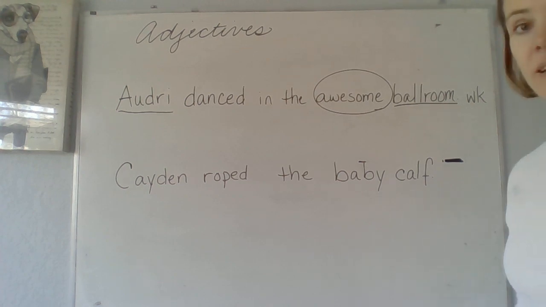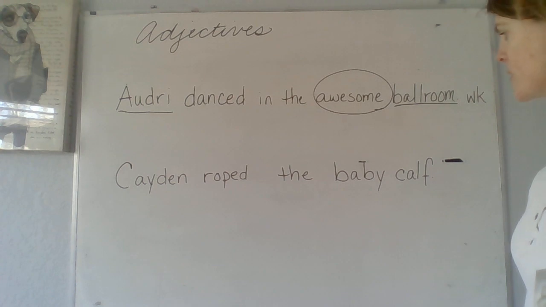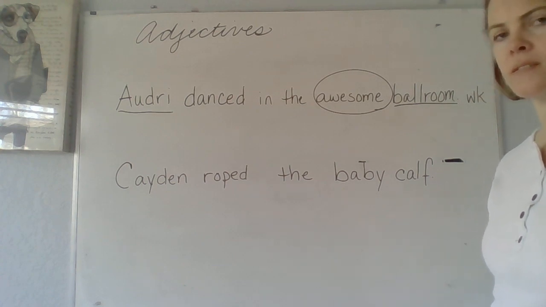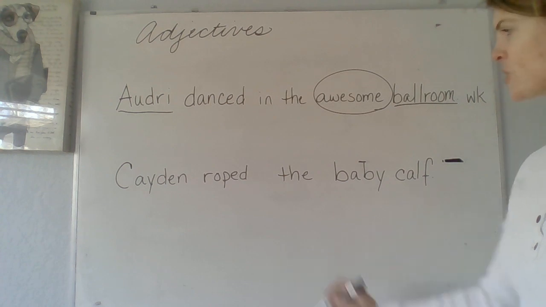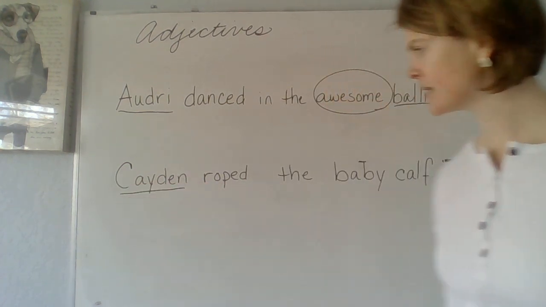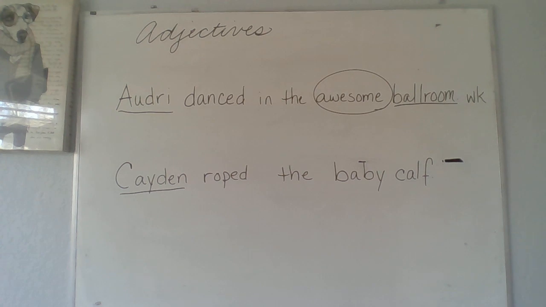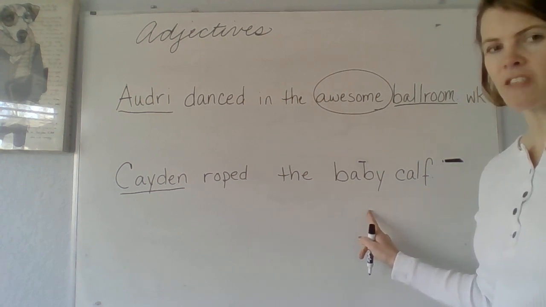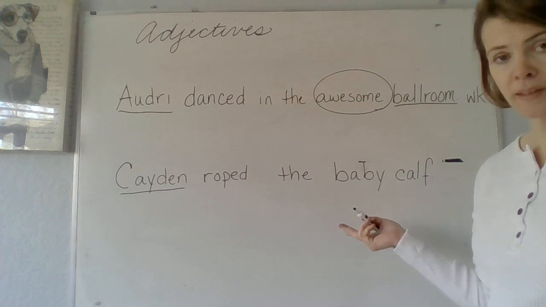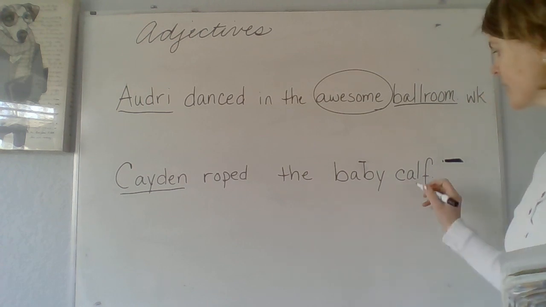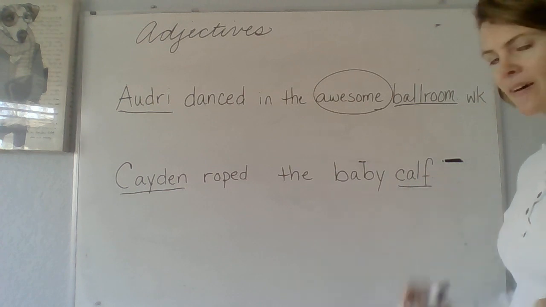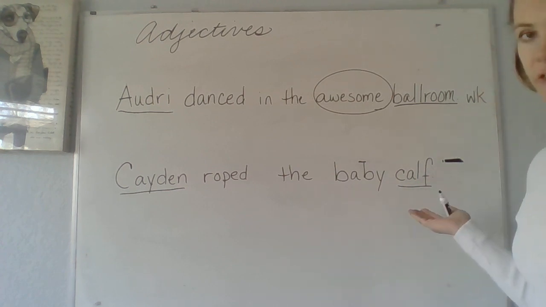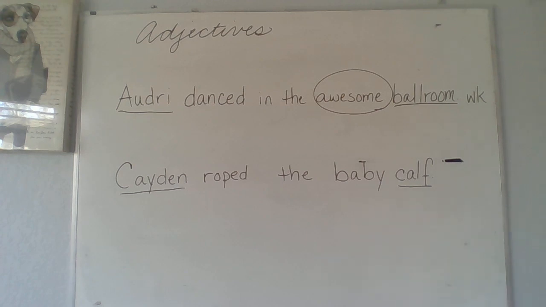Here's our next sentence. Let's find the nouns. Caden roped the baby calf. What are our nouns, our persons, places, or things in this sentence? For sure, Caden, that's a person. Anything else? You might say baby. Baby is a thing, but is this a baby we're talking about? No, that is a describing word. Calf would be our noun. A calf is a baby cow. That's a thing. So Caden roped the baby calf.